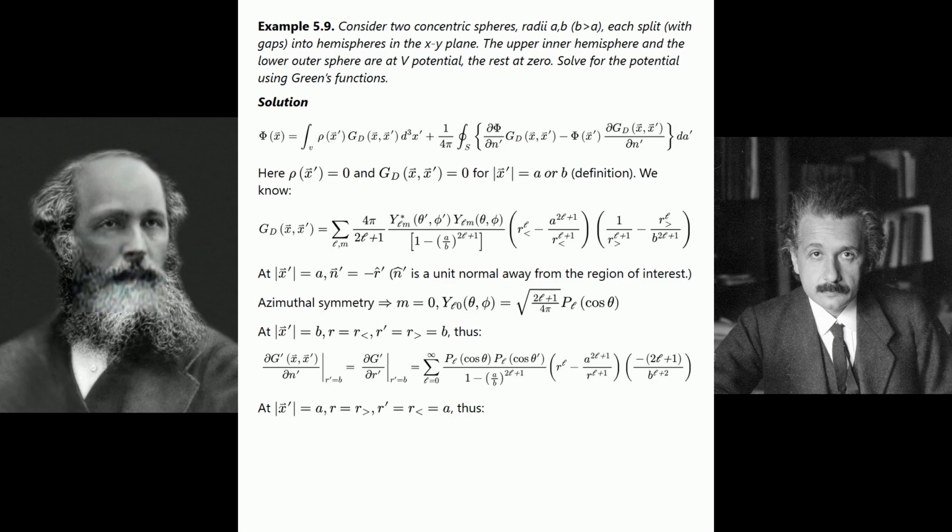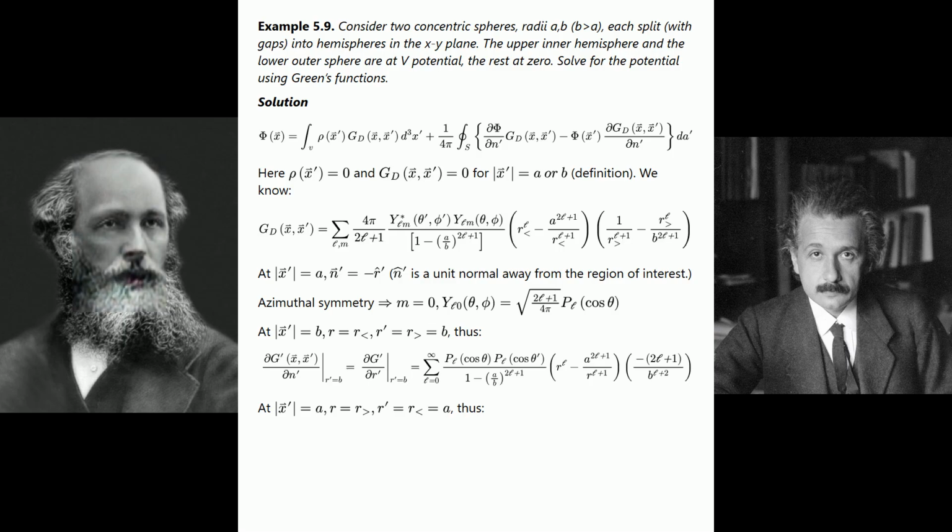Example 5.9. Consider two concentric spheres, radii a and b greater than a, each split with gaps into hemispheres in the xy plane. The upper inner hemisphere and the lower outer hemisphere are at potential V, the rest at 0. Solve for the potential using Green's functions.